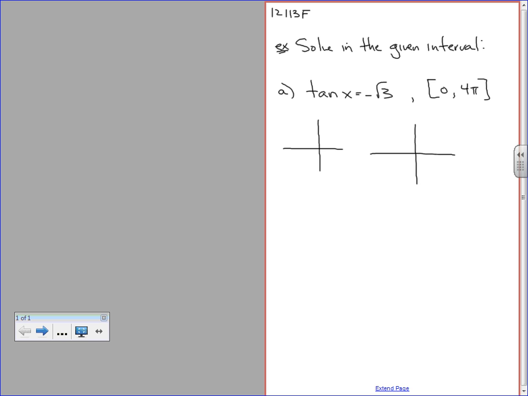So the first thing you're going to do is to determine the locations of the terminal arms. Because tangent is negative in quadrant 2 and in quadrant 4. So that's your first step, to use the ratio, whether it's positive or negative, determine the proper location of the terminal arms. Your next step is to determine the size of your acute related angle.